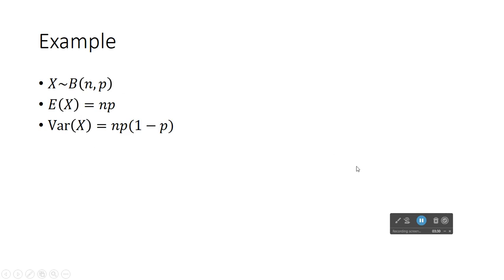So we go back to our example of the binomial random variable. In that case, the expected value of x is n times p, and the variance of x is n times p times 1 minus p.